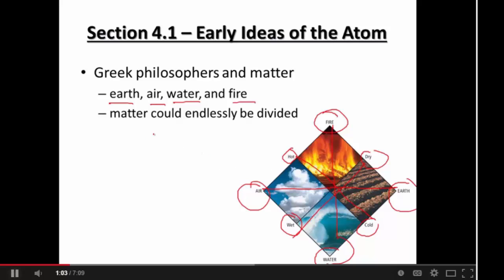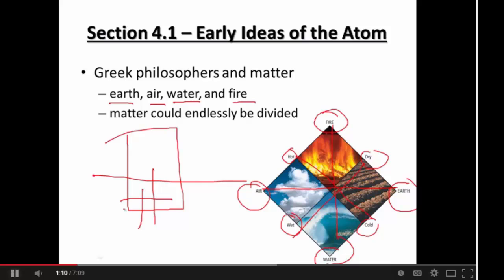They also believed that matter could be endlessly divided, which would be like taking a sheet of paper and then going cut, cut, cut, and you just basically keep cutting in half until it's all gone. But they basically said you could do it forever, and that was kind of the early ideas about the atom.